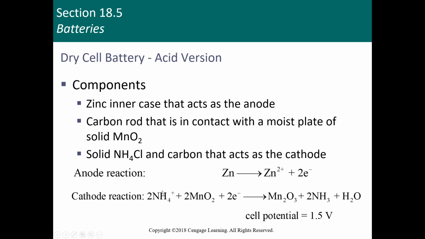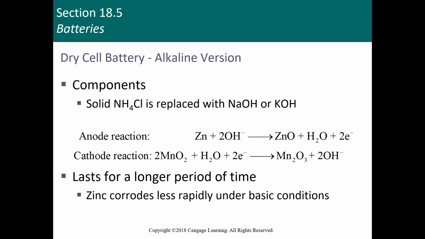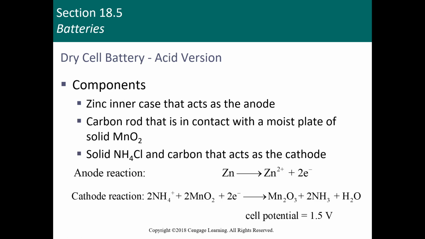You have the NH4 ammonium, MnO2 gaining electrons to give you this Mn oxide right here, this Mn2O3. This has this cell potential, by the way, not that that really does anything for you. Okay, so you notice we don't bother really showing this.